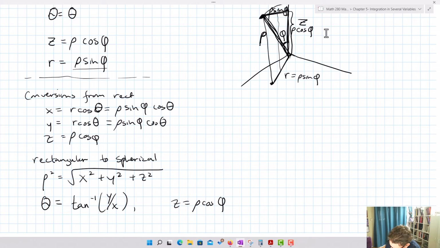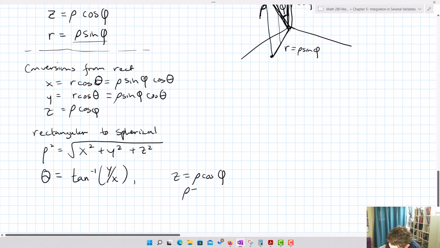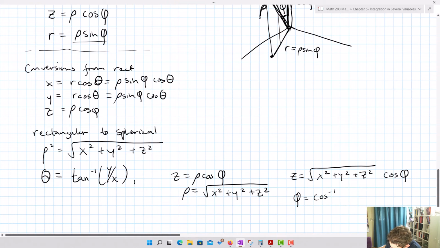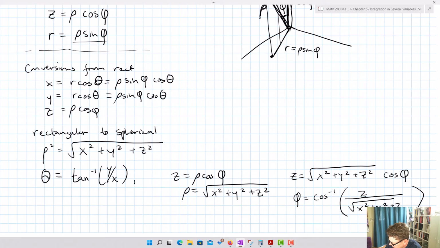And so rho is equal to the square root of x squared plus y squared plus z squared. It's that distance. So z equals the square root of x squared plus y squared plus z squared times cosine phi. So if we just solve for phi, we get that phi ends up equaling the arc cosine of z over the square root of x squared plus y squared plus z squared. Okay? And so that ends up becoming the value for phi.